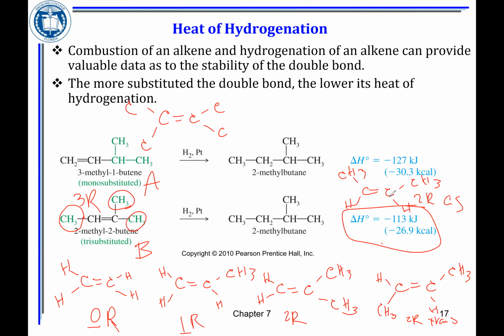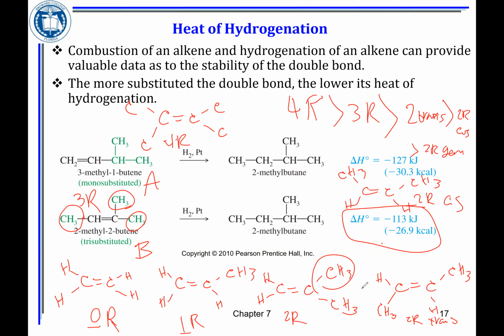Based on this heat of hydrogenation, they have found that a 4R is more stable than the 3R, more stable than the 2R. So 2R trans should come first, right? 2R trans is more stable than the 2R cis. And that is more stable than the other 2R, the 2R gem. Gem meaning that the R groups are attached to the same carbon, like a geminal R. And then more stable than 1R.